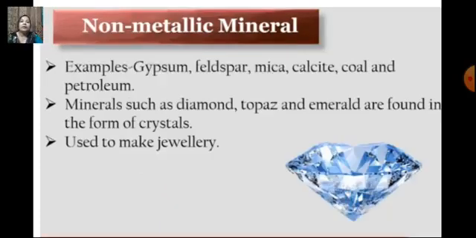Now, non-metallic minerals. Examples are gypsum, feldspar, mica, calcite, coal and petroleum. Minerals such as diamond, topaz and emerald are found in the form of crystals. They can be cut and polished to give the shape of a gemstone, and they are used to make jewelry.